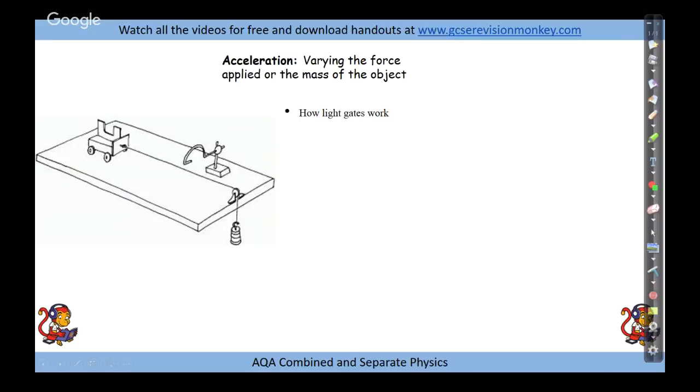Okay, now how the light gates work, if we have a quick look at this example here, we're going to have a piece of card on top of our trolley, and the card is going to pass through the two lights. Now, I can't guarantee that this will come up in the exam, but if it does, then this will give you a really good indication of how to answer these types of questions.